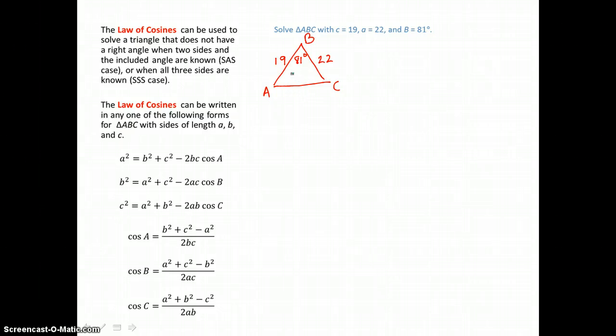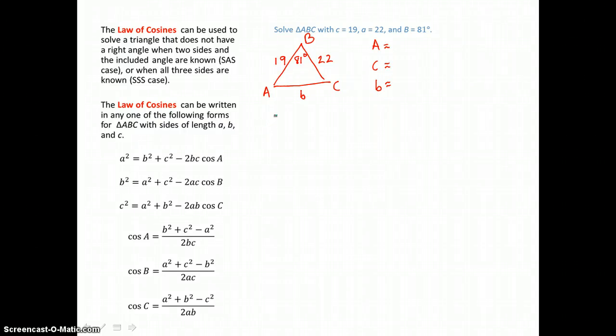So this triangle is side angle side, which cannot be solved by the law of sines because we don't know an angle and the side opposite it. So we're going to have to use the law of cosines to help us find angle A, angle C, and side B.